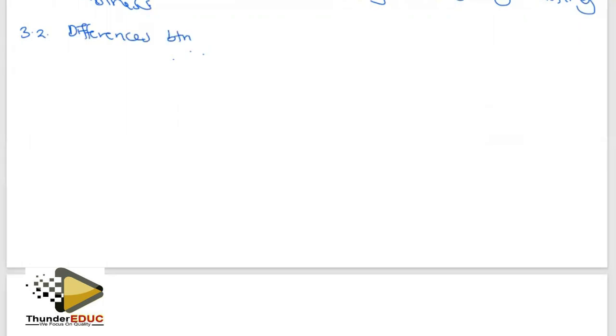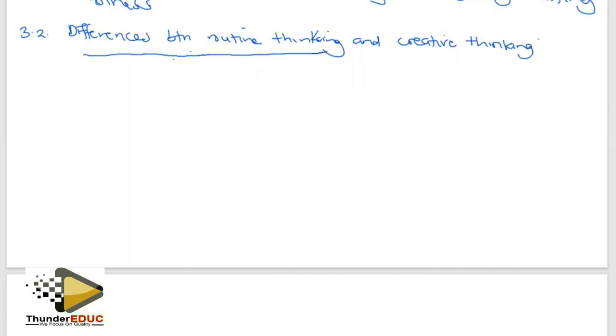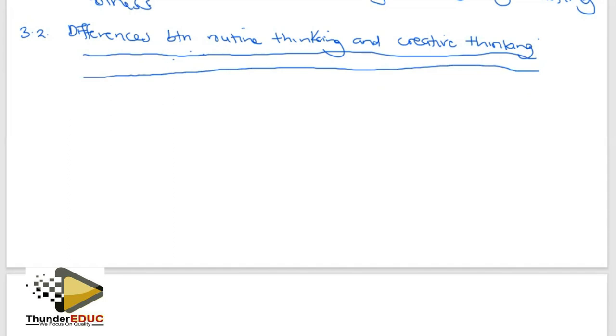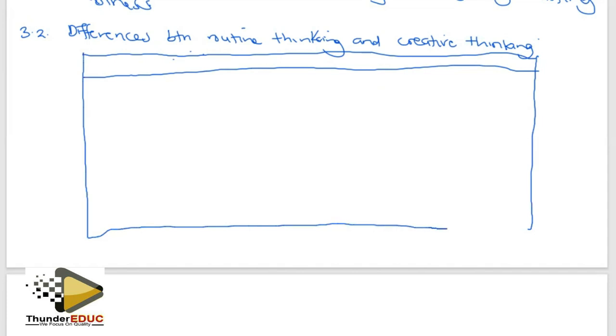Differences between routine thinking and creative thinking. Very important. So to remind you once again, questions of differences require us at least to draw a table to tabulate. Look very smart. When you draw a table, your work will look more smart and organized compared to the other candidate, the other learner who's writing in a disorganized way. The layout, order matters a lot because our subject can be marked with inflation.